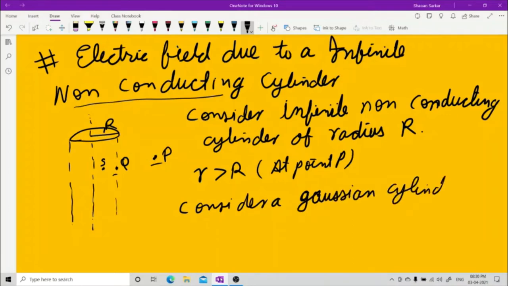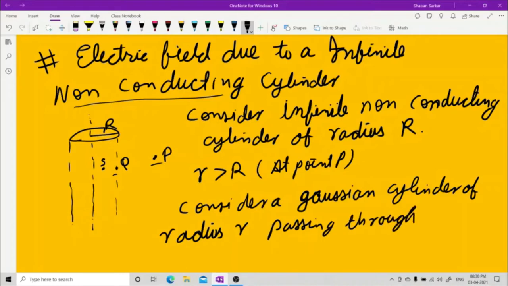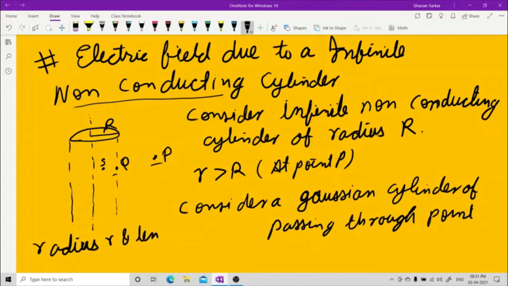Consider a Gaussian cylinder of radius r and length L passing through the point P. Let me add that portion here. Let us consider this passing through this. This is the Gaussian cylinder I'm talking about.